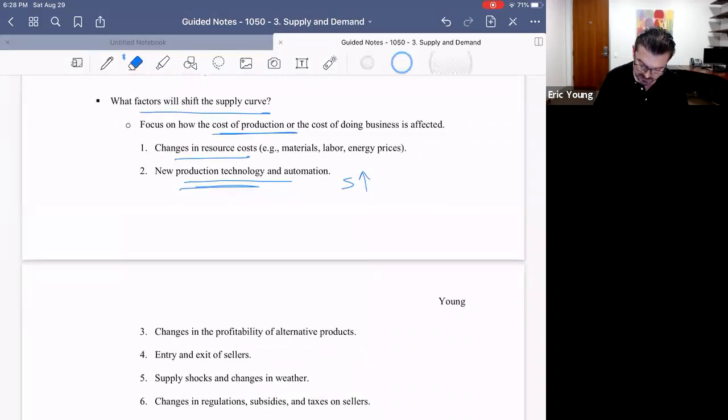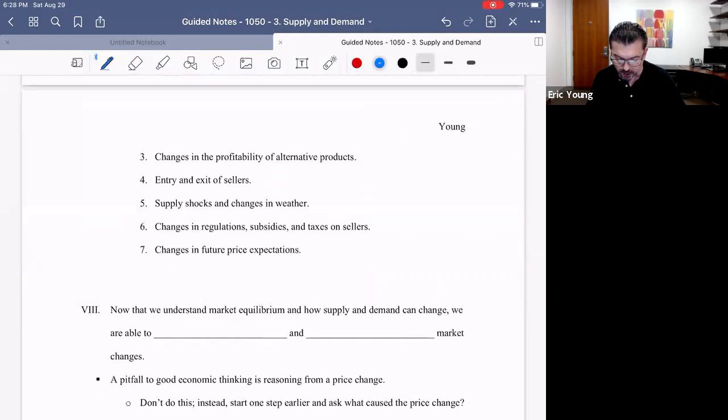Okay, let's get rid of this here. Our third one, this ties into the idea of opportunity cost. Changes in the profitability of alternative products. Let's do a simple example. Let's say that you're a farmer and you are growing soybeans. So you're a farmer, you're making a decent living on all your acreage growing soybeans. Now let's say that something happens that for some reason, we don't need to know the reason for now, but for some reason, the price of corn were to go up.